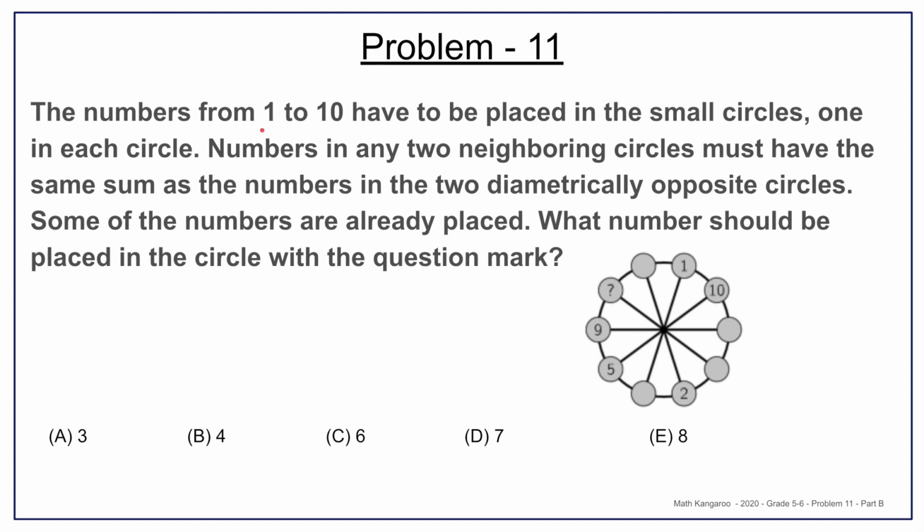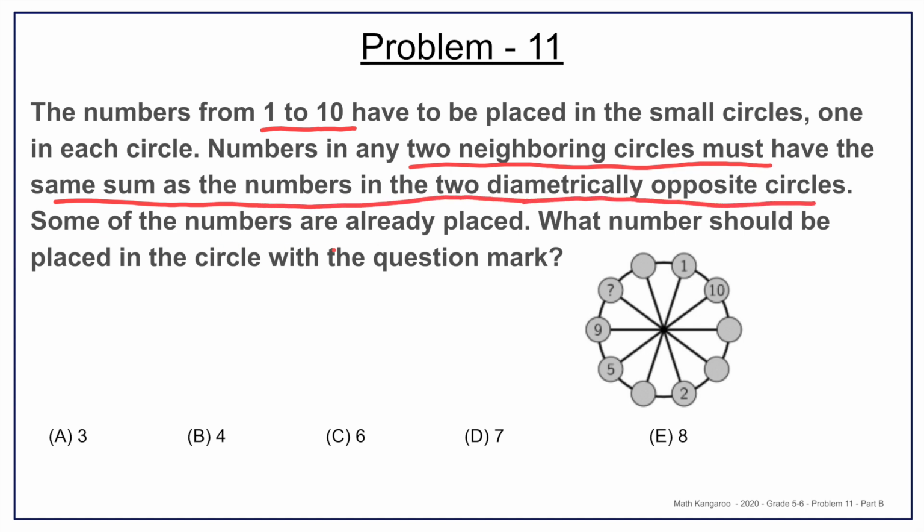The numbers from 1 to 10 have to be placed in the small circles, one in each circle. Numbers in any two neighboring circles must have the same sum as the numbers in the two diametrically opposite circles. Some of the numbers are already placed. What number should be placed in the circle with the question mark?